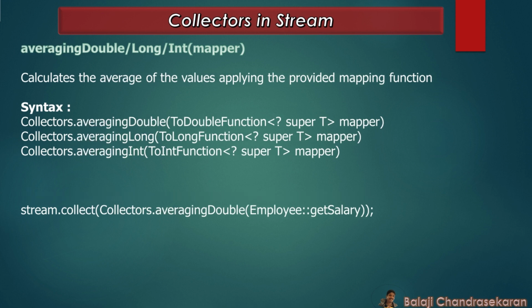The averagingDouble, averagingLong, and averagingInt methods in Java are terminal operations provided by the Collectors utility class in the Stream API.